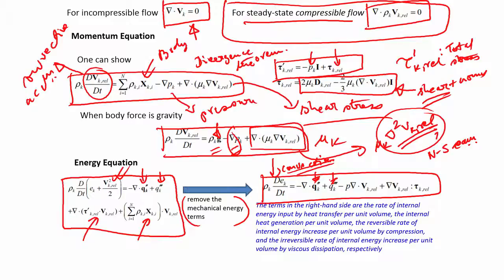In many cases it can be equal to 0. Then there is the reversible rate of internal energy increase by compression, that is given by the pressure term. If the divergence is equal to 0, this term will also be equal to 0. It is like the work done by the pressure, essentially by compression. And the last term is something called viscous dissipation. In many cases this will also be equal to 0, but viscous dissipation is an important quantity that you may or may not have encountered so far.